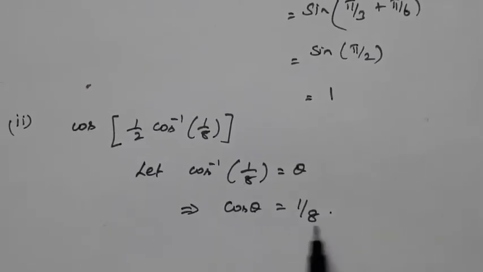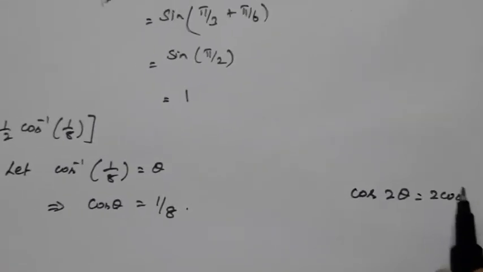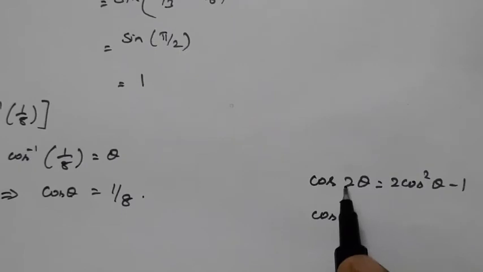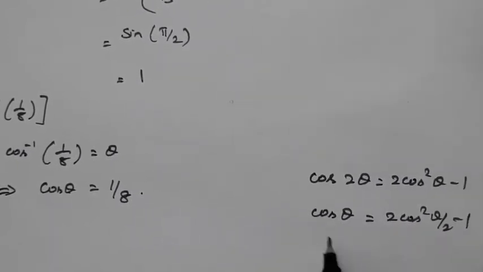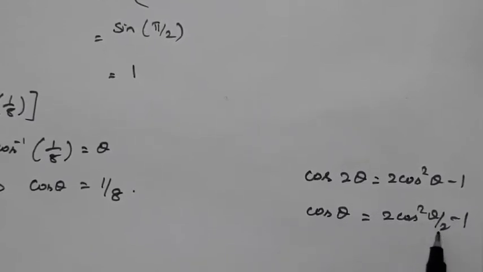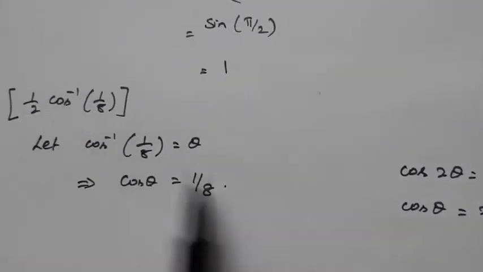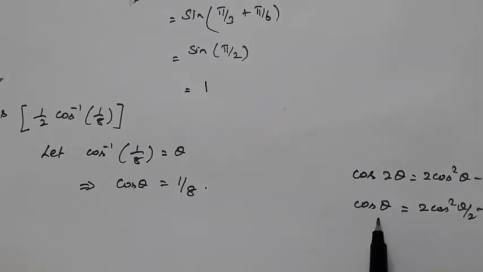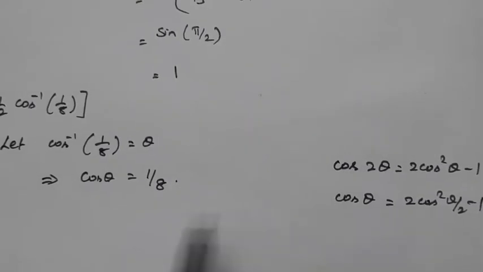So, for that you are going to use the half angle formula. You know that cos 2 theta is equal to 2 cos squared theta minus 1. So, the half angle formula is cos theta equals 2 cos squared theta by 2 minus 1. This is the one which relates cos theta and cos theta by 2. We have cos theta as 1 by 8 and we need cos theta by 2, so we use this half angle formula which relates the required one and the given one.